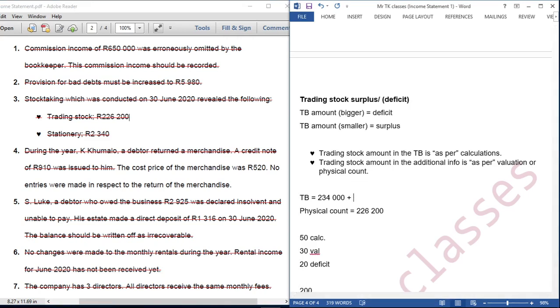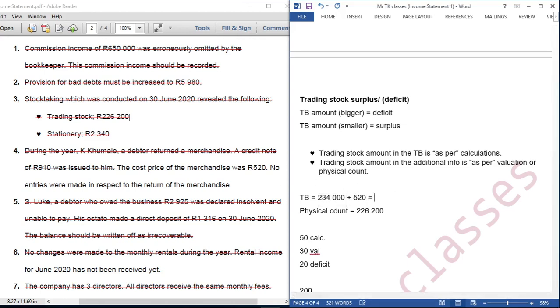They are saying that this merchandise, which had a cost of 520, when this amount was calculated, was not added because no entries were made. Remember, this is inventory that was returned. We have sold, the customer has returned, so it should increase our inventory, but no entries were made. So we should adjust this amount.